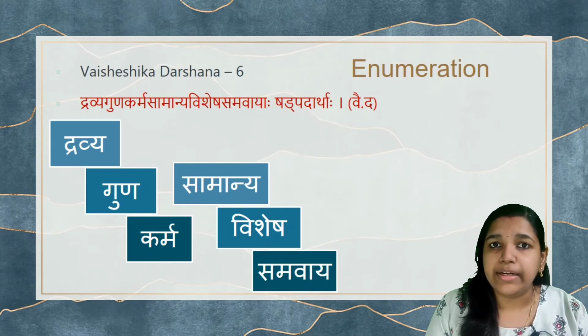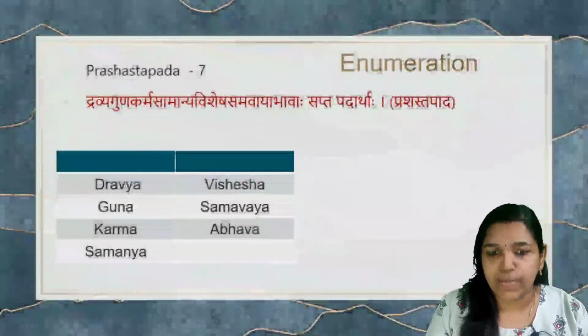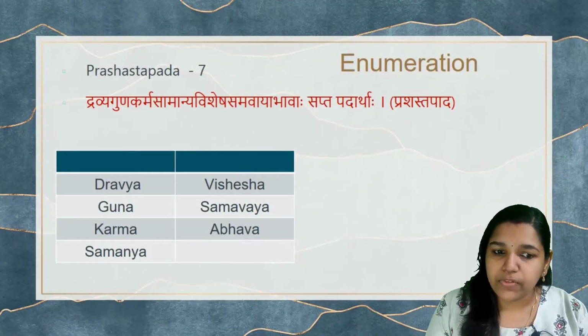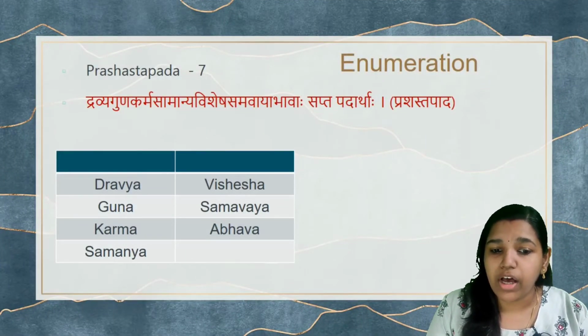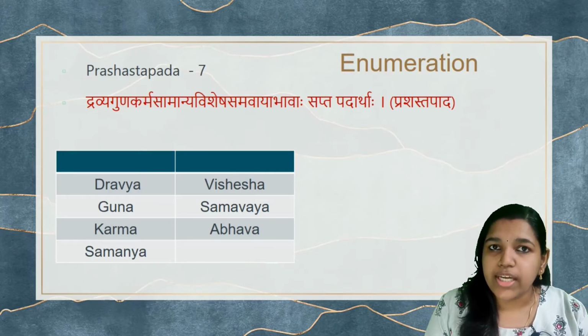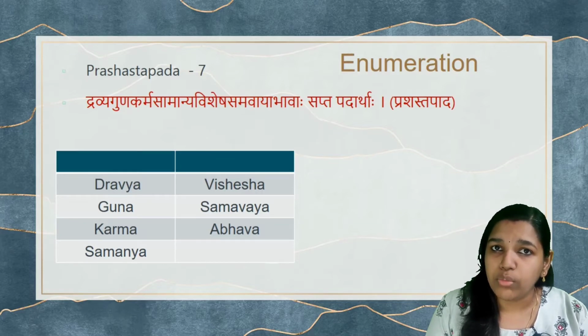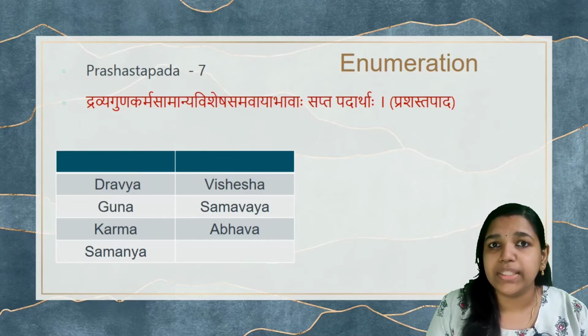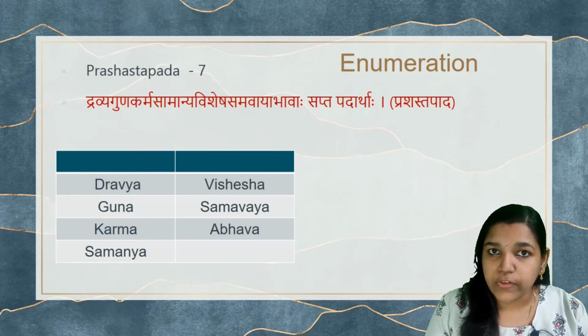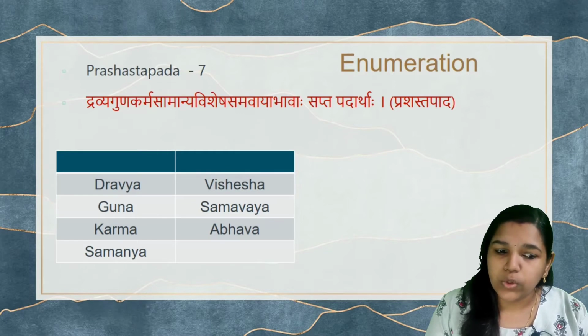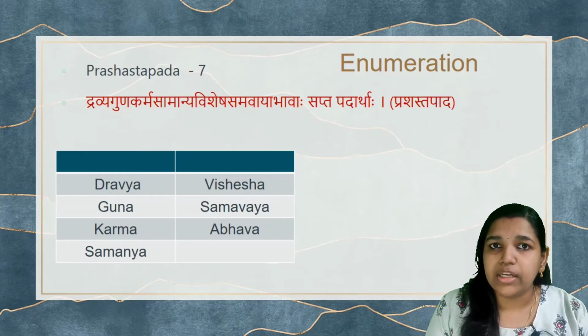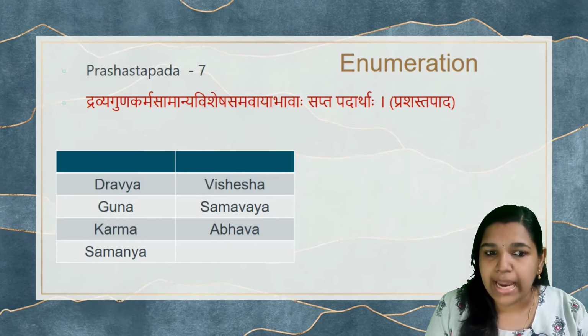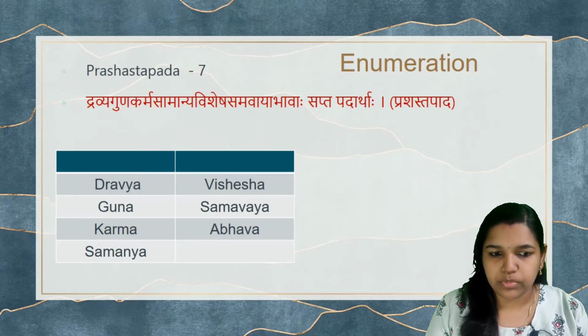Prashasta Pada has added one more Padartha to the Shat Padarthas, that is Dravya, Guna, Karma, Samanya, Vishesha, Samavaya, Abhava: Sapta Padarthas. So already Shat Padarthas were told by Vaisheshika Darshana, and Prashasta Pada has added one more Padartha to that, and Sapta Padarthas have been told. That is, all the six Padarthas mentioned as per Vaisheshika Darshana are the same, such as Dravya, Guna, Karma, Samanya, Vishesha and Samavaya, along with the seventh Padartha, that is Abhava, which has also been added by Acharya Prashasta Pada.